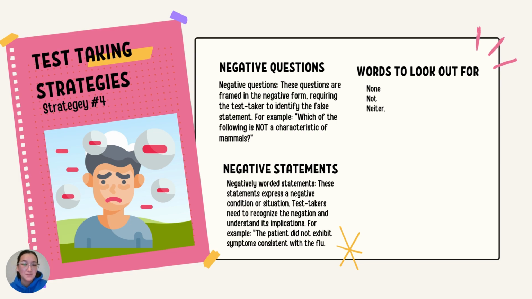For example, the patient did not exhibit symptoms consistent with the flu. So that means that their symptoms were not consistent with the flu. They did not have the flu, right? So understanding when you're reading in a passage that some of the things that they're going to be saying are also going to be negations. So look out for some of these negative words and negative statements as you are reading, as you are working through some of those questions.